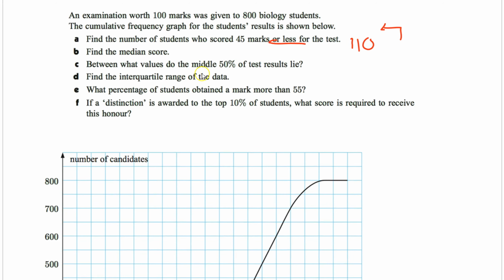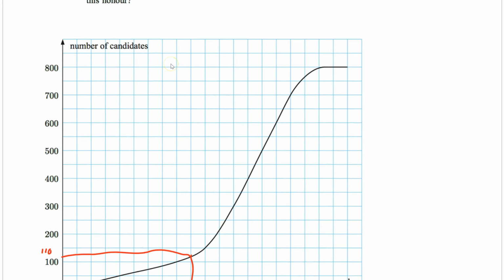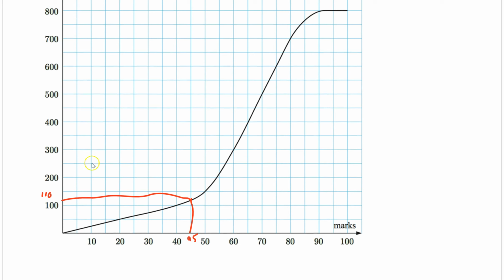So that's how many people scored less than 45 marks. Find the median score. That's a lot, right? So remember, median, just go 800 students. The median will be about 400. So for the median score, I'm going to go right here to 400. That's my median. My max is 800. My lowest is 0. So then I'm going to go across and down.